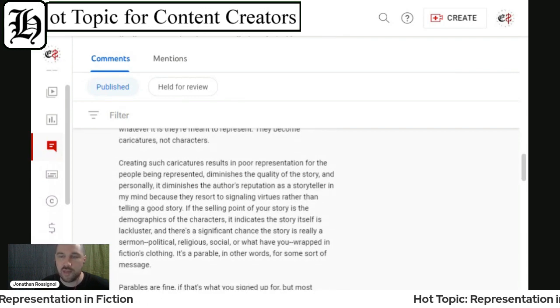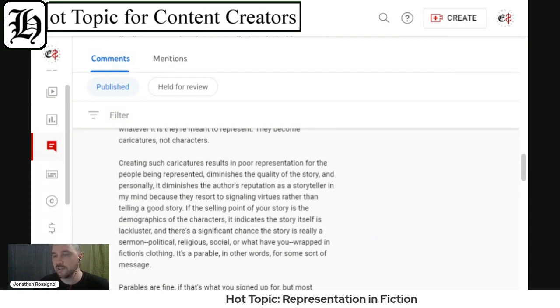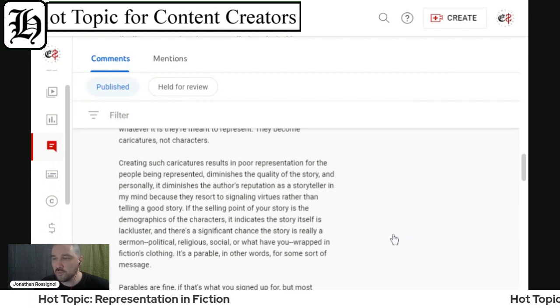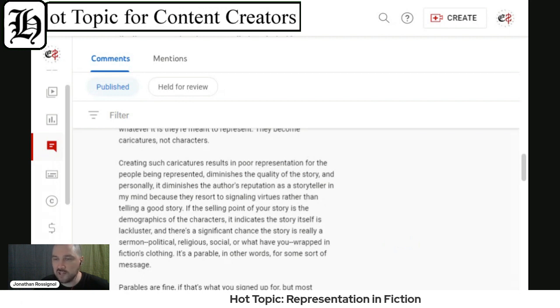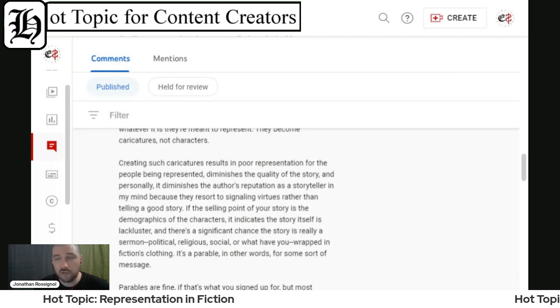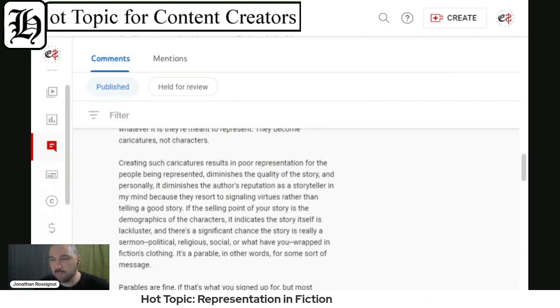And you could mention that too. Like if you're critiquing a piece of work, you're like, oh, this character is not deep at all. It's just a surface level character. Creating such caricatures results in poor representation. Not necessarily though, because it comes back to context. Does it make sense in the story? Maybe the story is a comedy and you need some stereotypes in there for comedic purposes. For the people being represented, diminishes the quality of the story, and personally, it diminishes the author's reputation.